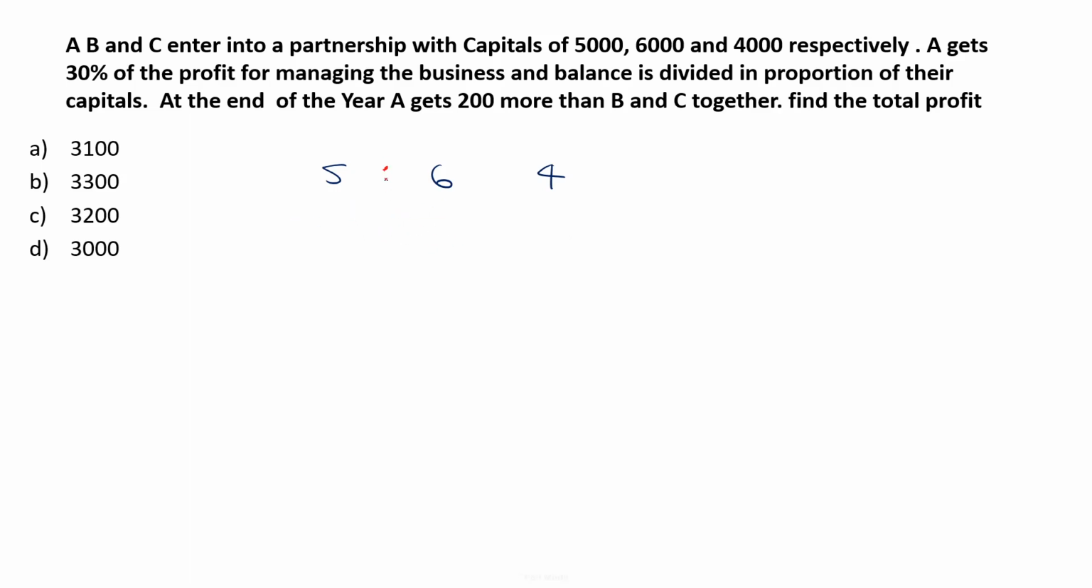Just transfer that 30% from B and C to A. I have shown you this mechanism. There would be no difference between the traditional and this method. 30% of C's 6 would be 1.8. Transfer 1.8 from B to A. Then the remaining part of B would be 4.2. Transfer 30% of the amount, 4, from C to A. 30% of 4 would be 1.2. When 1.2 is transferred to A from C, the remaining part of C would be 2.8.